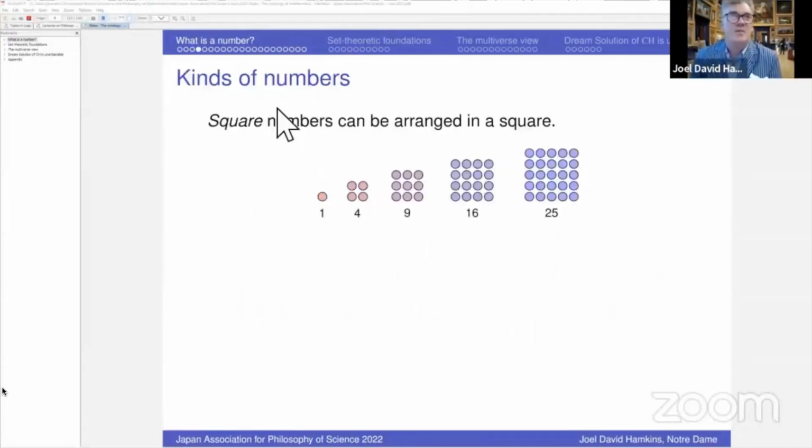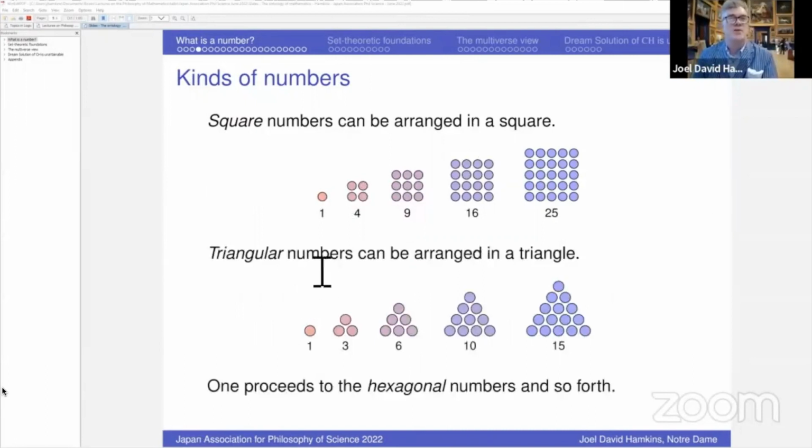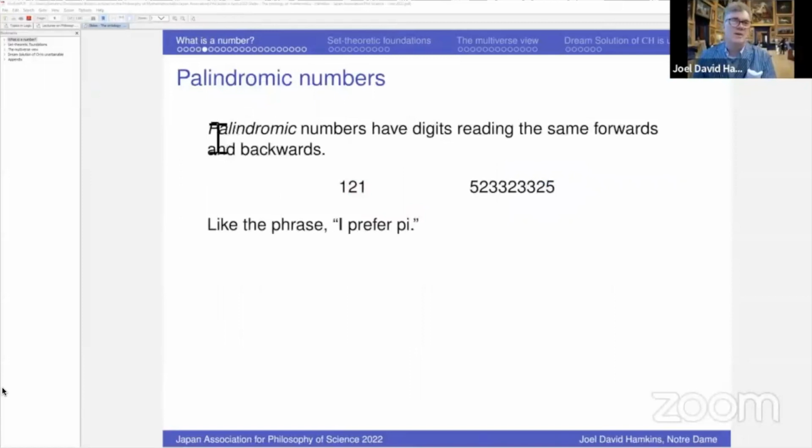Okay, there are different kinds of numbers, of course. Square numbers are those that can be arranged in the form of a square. And triangular numbers are those that can be arranged in the form of a triangle. And we can have hexagonal numbers and so on. And continuing in that way, maybe one can talk about the palindromic numbers. These are numbers that form a palindrome. So the digits read the same forwards and backwards, like this one is palindromic, and this is palindromic. Like the phrase, I prefer pi, if you read it backwards, it's the same.